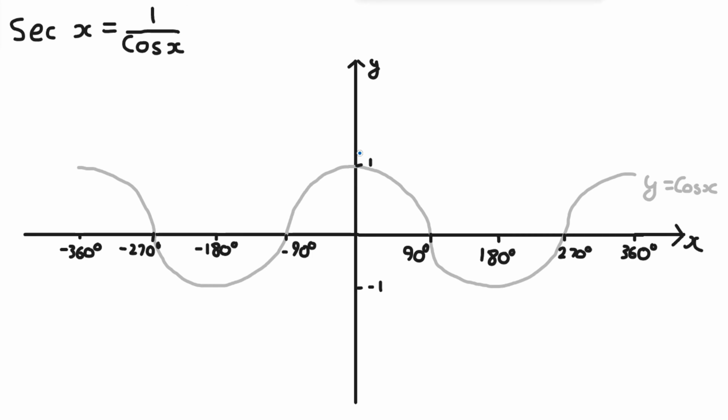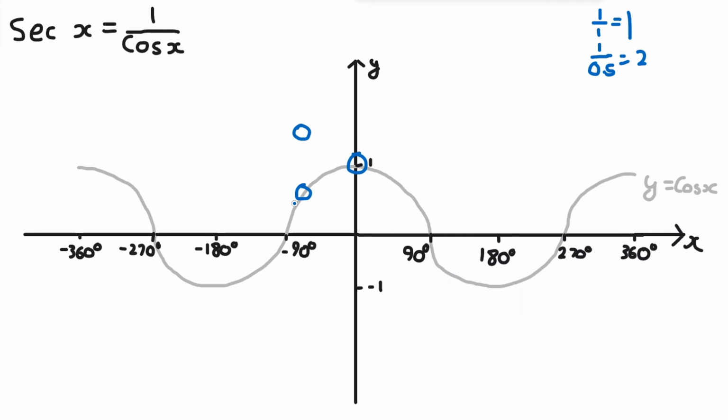For cos of x is equal to 1, which is here, the sec x will be equal to 1 over 1, which will still be equal to 1. So this point here will remain unchanged. For cos of x is equal to 0.5, which let's say is about here, this will be equal to 1 over 0.5, which is equal to 2. So this point here is going to be about here.